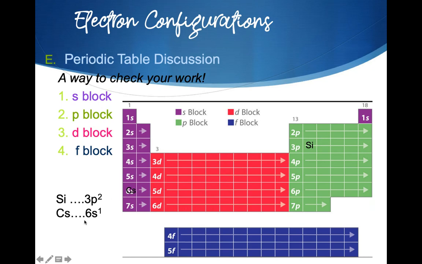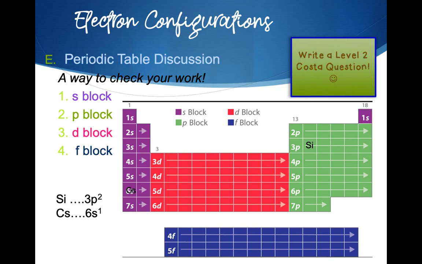If you remember in our example, or look back in your notes, it ended in 6s1, meaning that it's in the S block, first column. So yep, S block, first column. So there's a connection between the periodic table and the electron configuration. Neither of those things are random.